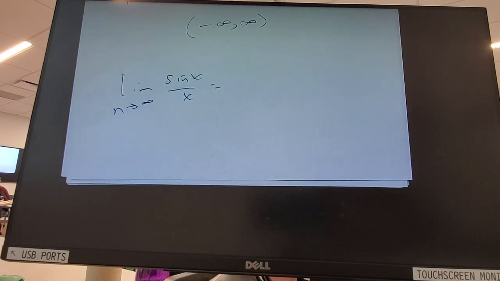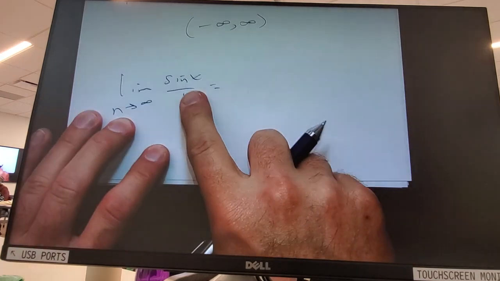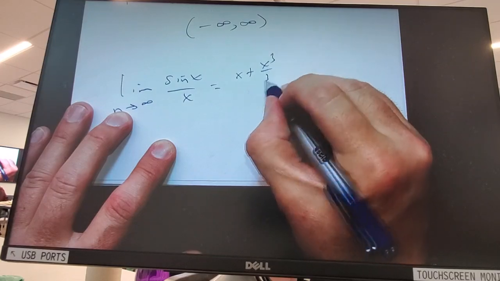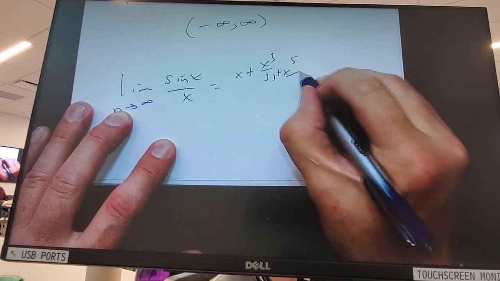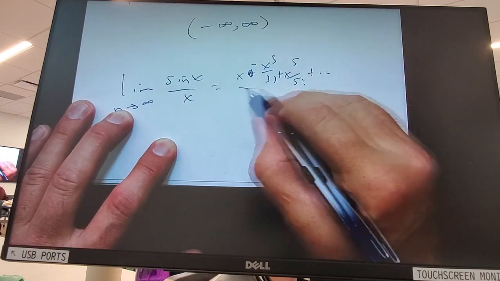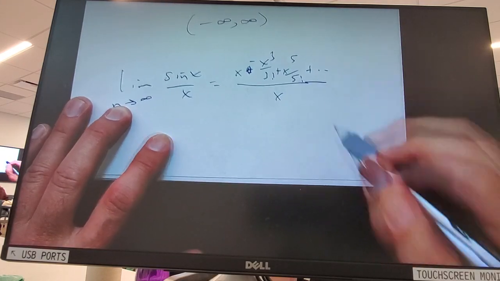You've never been able to prove that, ever. Until now. Because what is sine x equal to? x minus x cubed over 3 factorial plus x to the 5th over 5 factorial, right? Should be a minus in there, Jeff. There it is. All over x, yes?